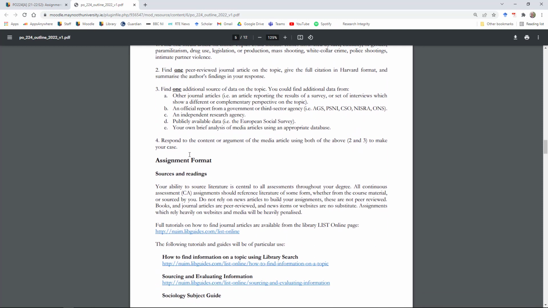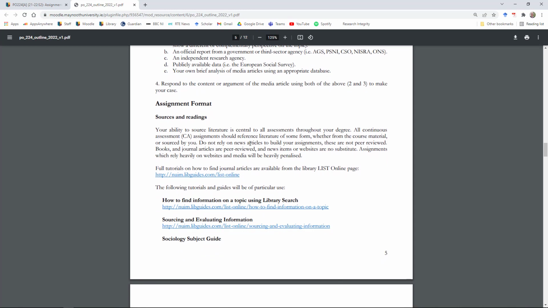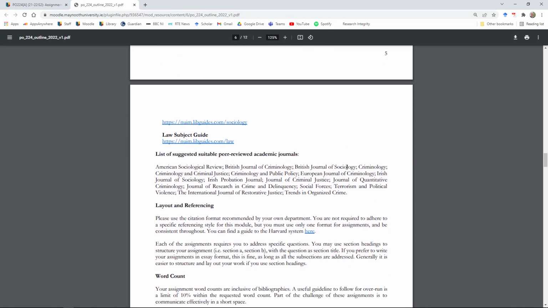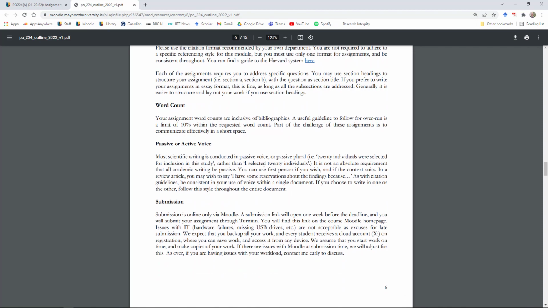a subsection on assignment format, which includes information on sources and reading. This gives you a sense of the standard of evidence required, some information on sourcing, journals, layout and referencing, note on word count, passive or active voice, and some submission.